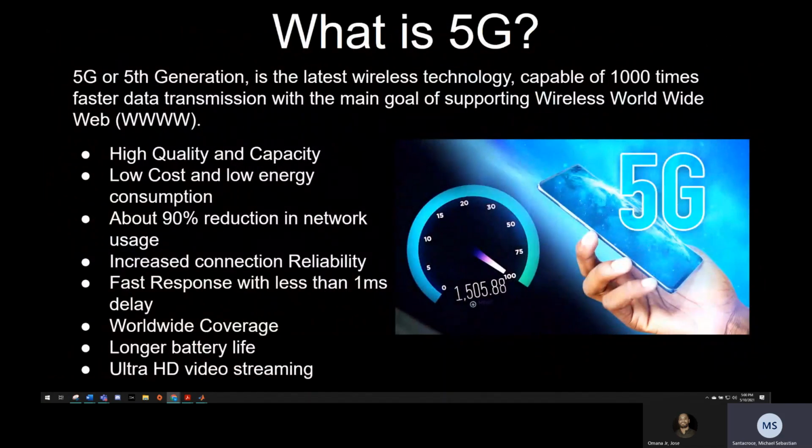So what is 5G? 5G, or fifth generation, is the latest wireless technology capable of 1,000 times faster data transmission with the main goal of supporting wireless World Wide Web. Some highlights include high quality and capacity, low cost and low energy consumption, about 90% reduction in network usage, increased connection reliability, fast response with less than 1 millisecond delays, worldwide coverage, longer battery life, and Ultra HD video streaming.